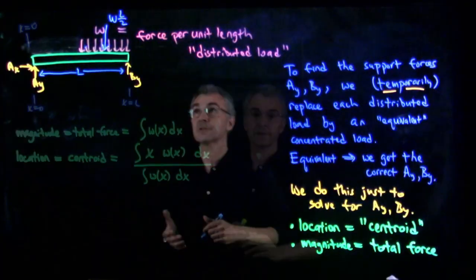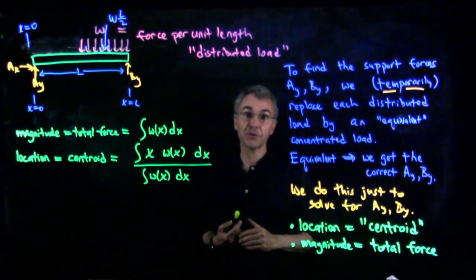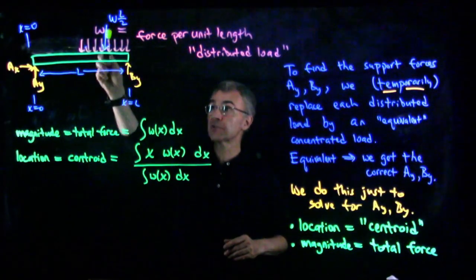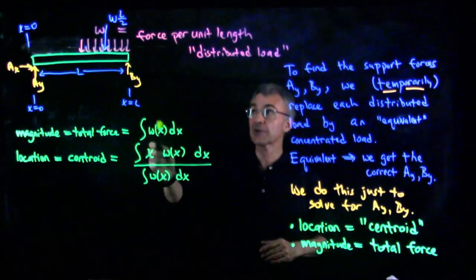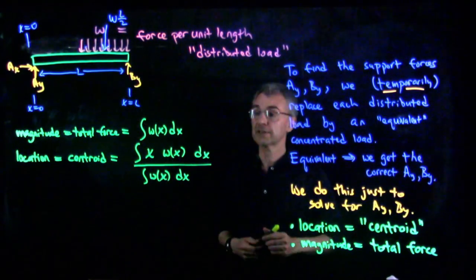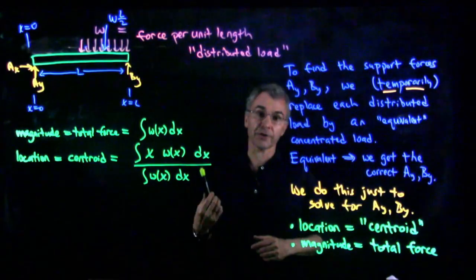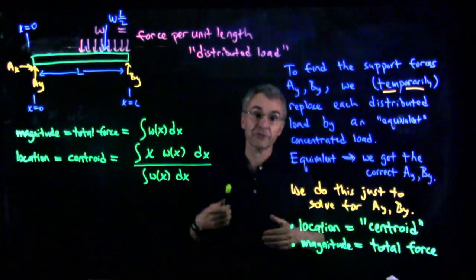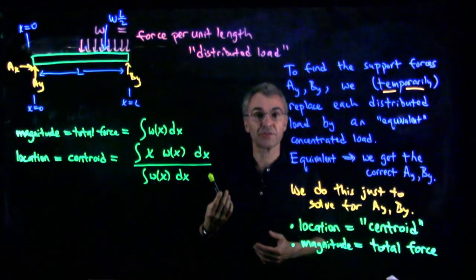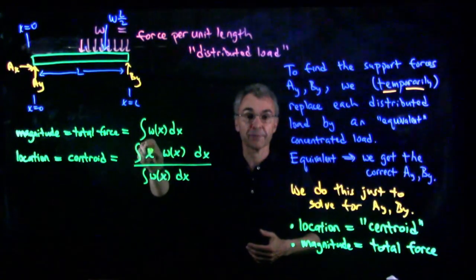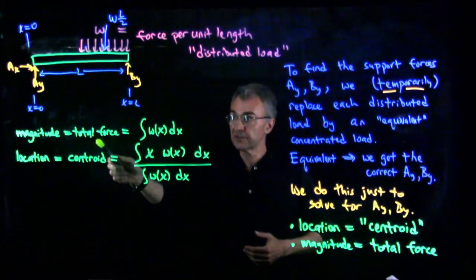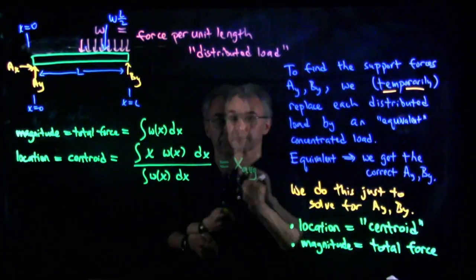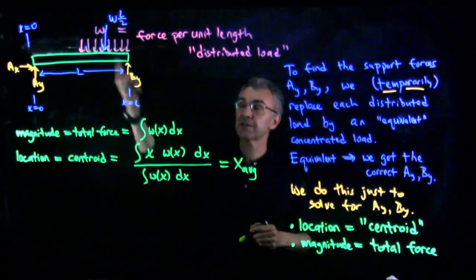So if you like calculus, we can do this more formally and say that the magnitude of this blue arrow is the total force, which is just the integral of w over whatever the relevant length is. And then the location is the centroid. Centroid is the same as the average. So to do the average in calculus, you take the density, force per unit length, multiply it by x, and then integrate that, and that's in the numerator, and then the denominator is just the total force. So this is basically the average position within this distribution.